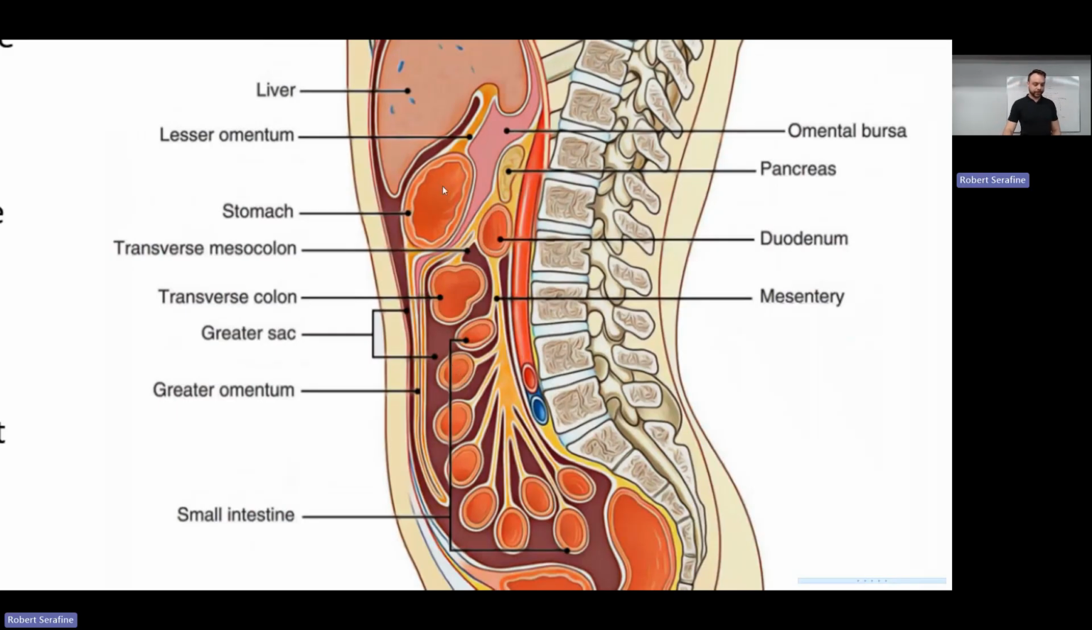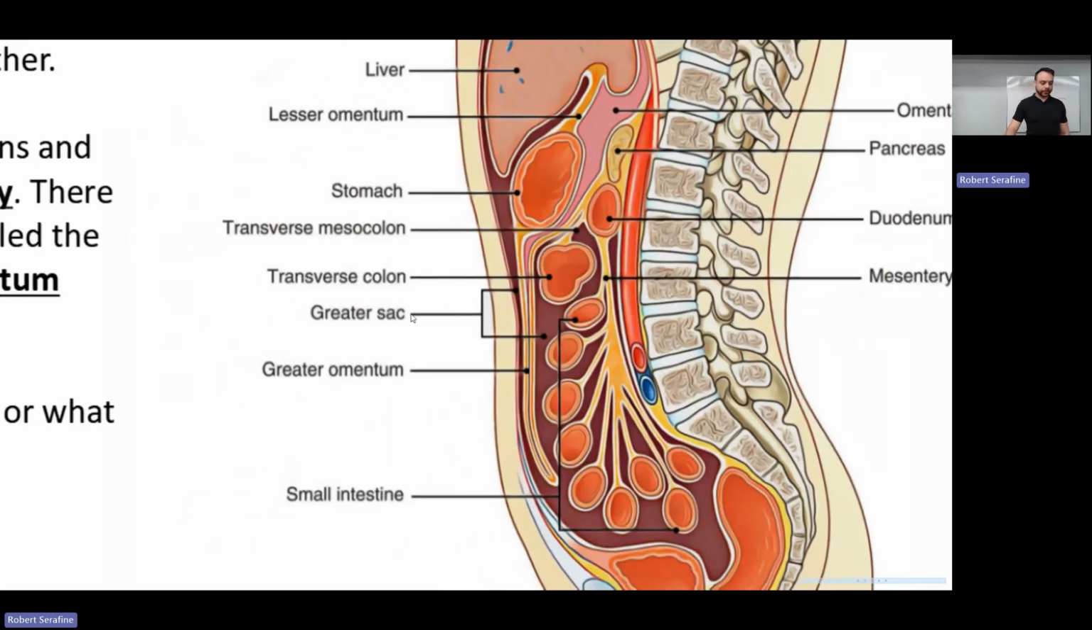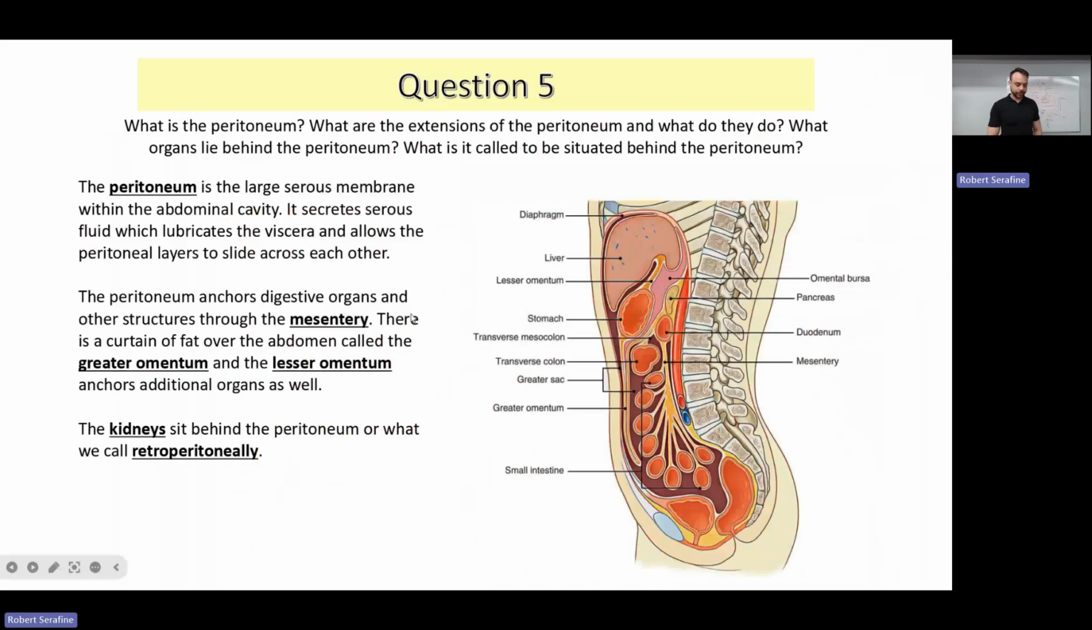So this is the lesser omentum. And then we have the greater omentum, which is out here in the front. Now, the greater omentum is actually, maybe we'll find a picture later on in the slides. The greater omentum is a curtain of fat that sits below the abdominal muscles for nutrient storage and, well, insulation as well.